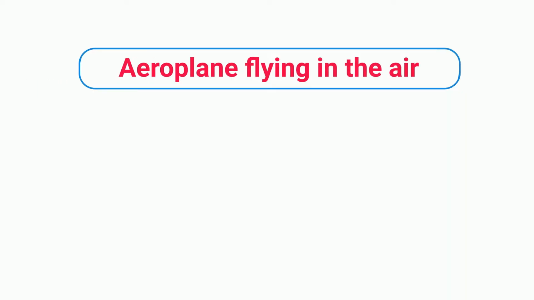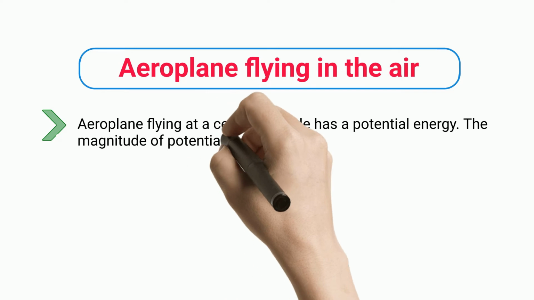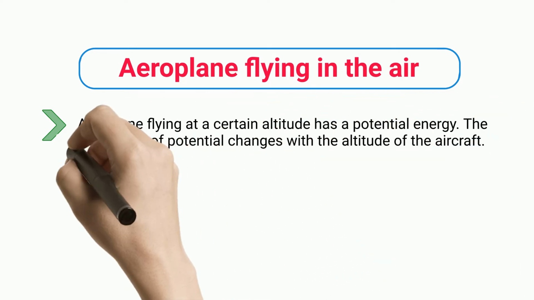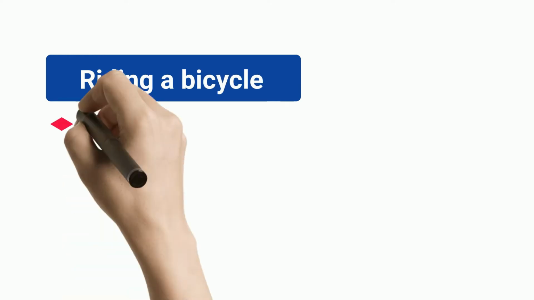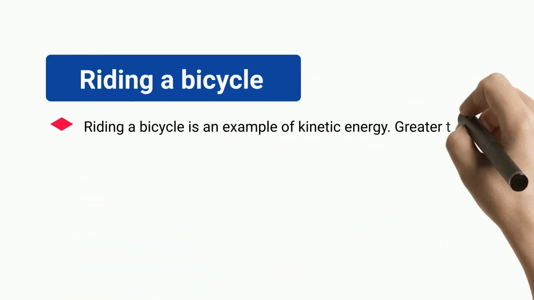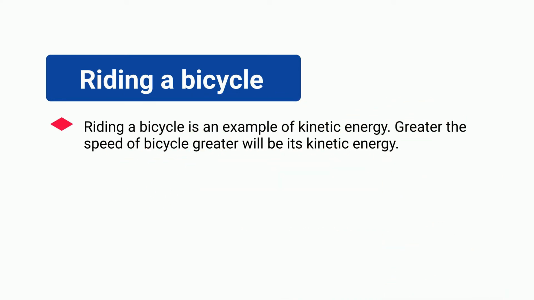Aeroplane flying in the air. An aeroplane flying at a certain altitude has potential energy. The magnitude of potential energy changes with the altitude of the aircraft. They are directly proportional to each other. Riding a bicycle. Riding a bicycle is an example of kinetic energy. The greater the speed of the bicycle, the greater its kinetic energy.